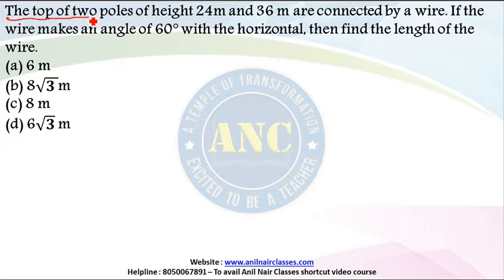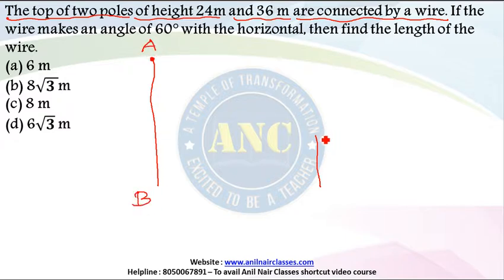The top of two poles of height 24 meters and 36 meters are connected by a wire. That means there is a pole. This pole is of 36 meters. There is another pole of 24 meters. This is the top of first pole. 36 meter pole, I will call it as AB. 24 meter pole, I will call it as CD.